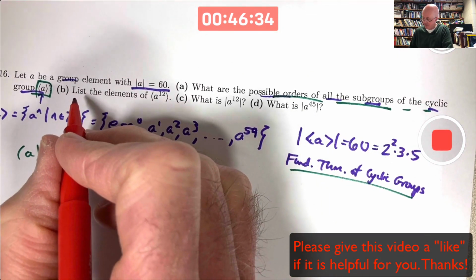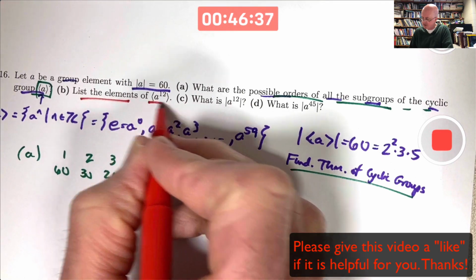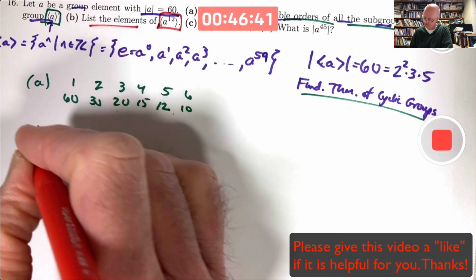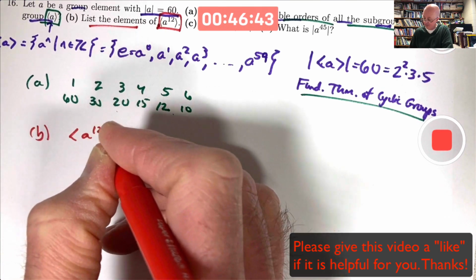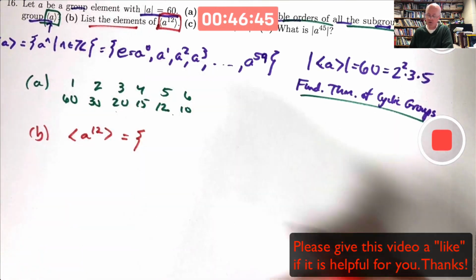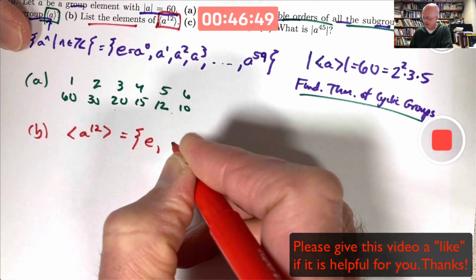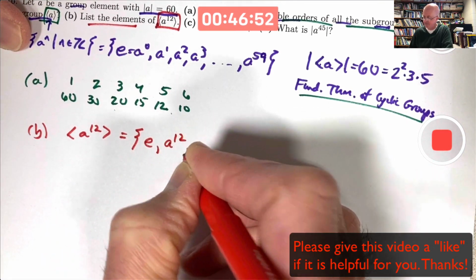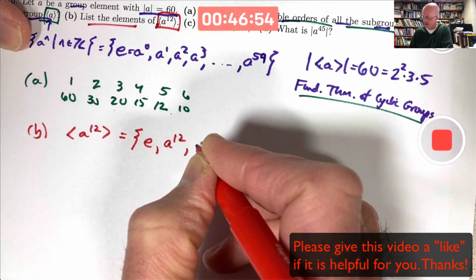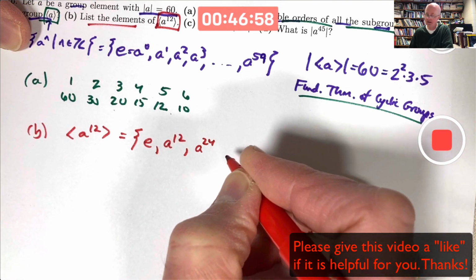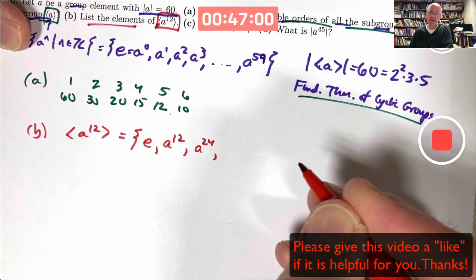B. List the elements of the cyclic subgroup generated by a to the 12th power. Well, there is a to the 12th power to the 0th power, e, the identity, is going to be in there. a to the 12th will be in there. And other powers of a to the 12th. a to the 12th squared is a to the 24th, property of exponents. a to the 12th cubed is a to the 36th.